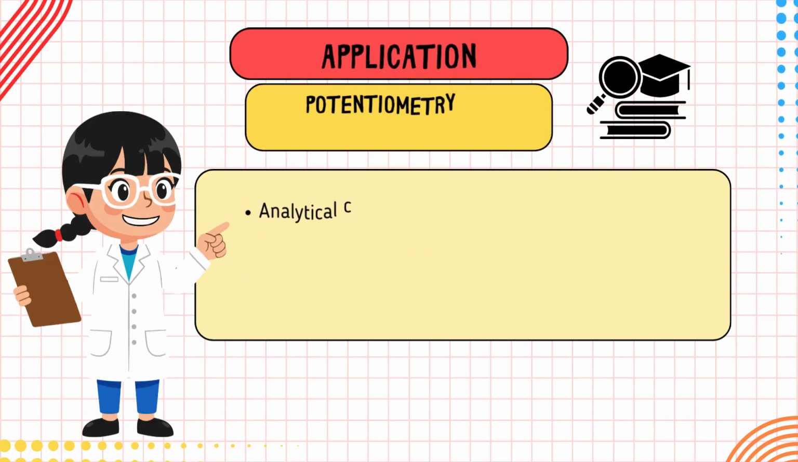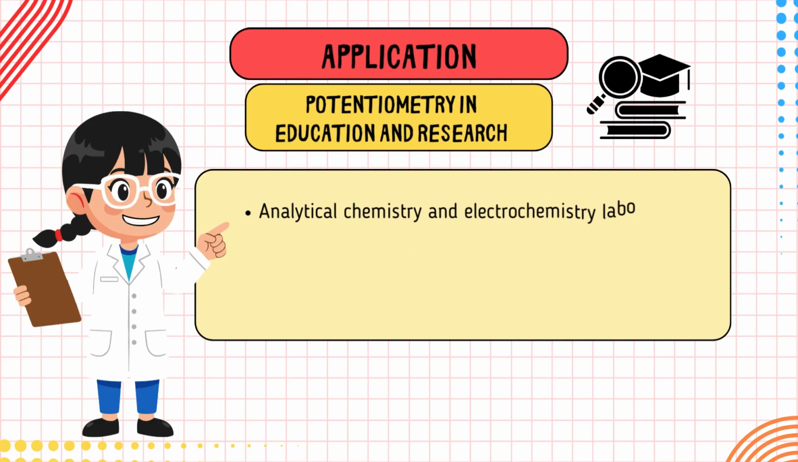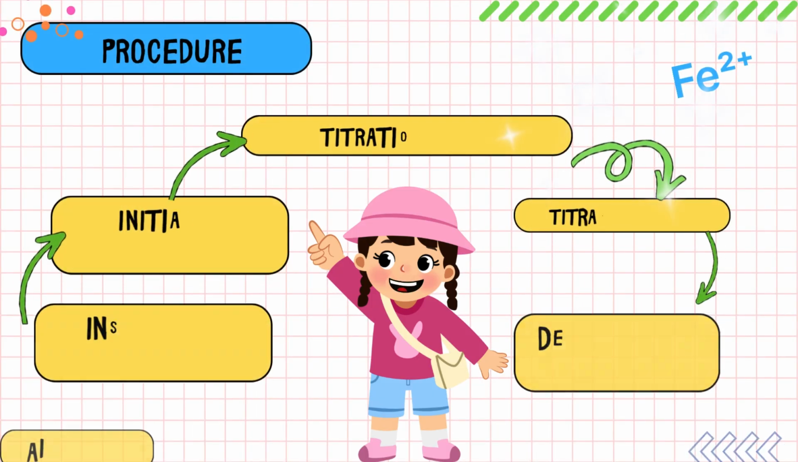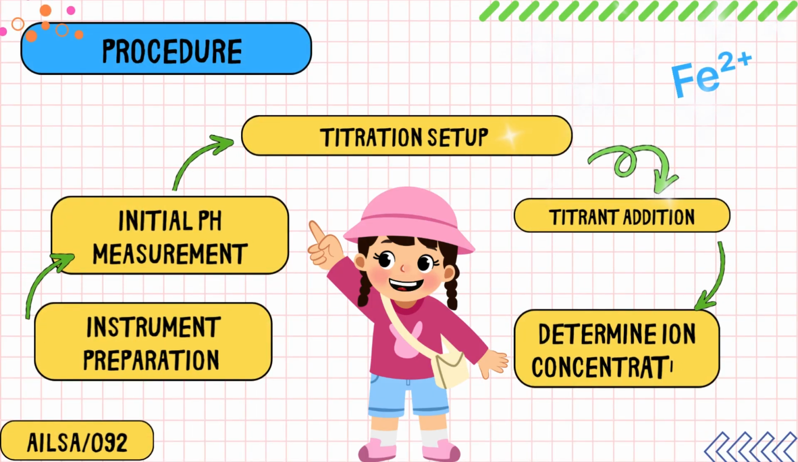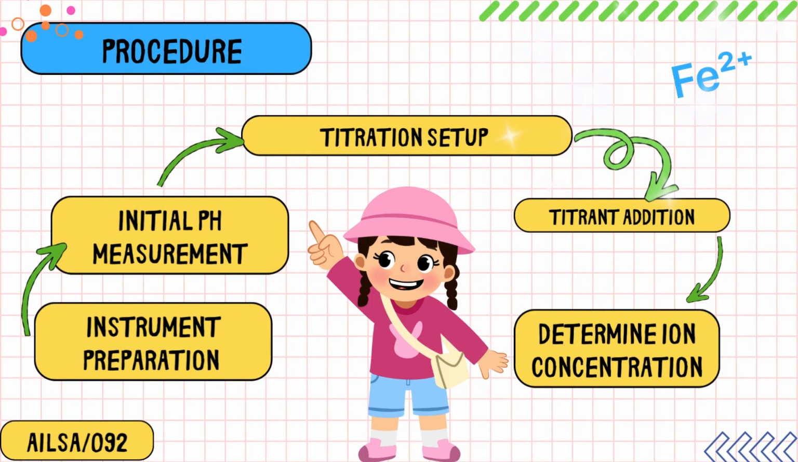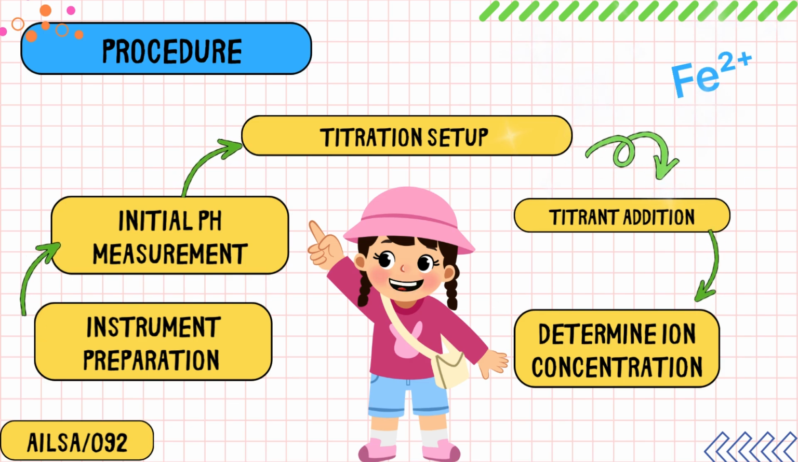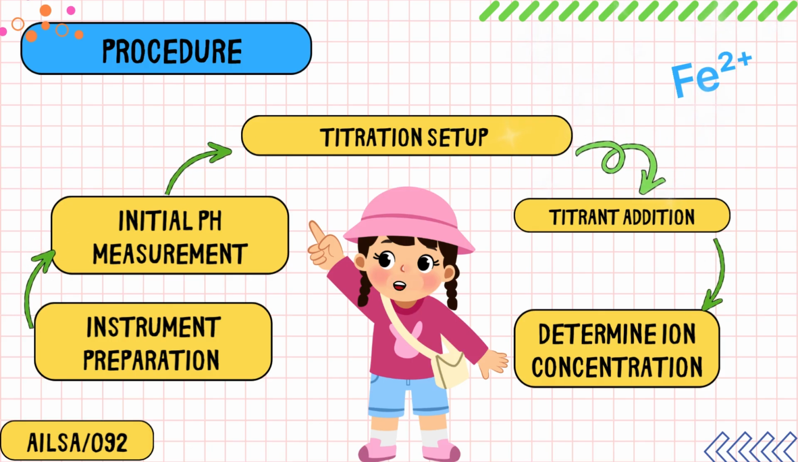In education and research, potentiometry is commonly used in analytical chemistry laboratories. It helps study ionic equilibrium, electrochemical reactions, and ion-selective sensors. In this slide, there are 5 main stages in the potentiometric procedure. The stages include instrument and sample preparation, initial pH measurement, titration setup, titrant addition, and determination of ion concentration. This describes the general workflow of potentiometric analysis.